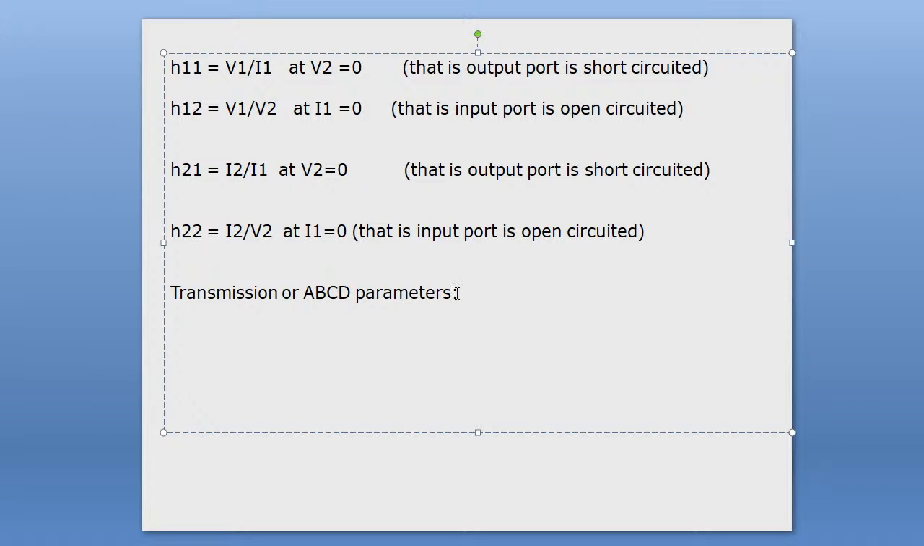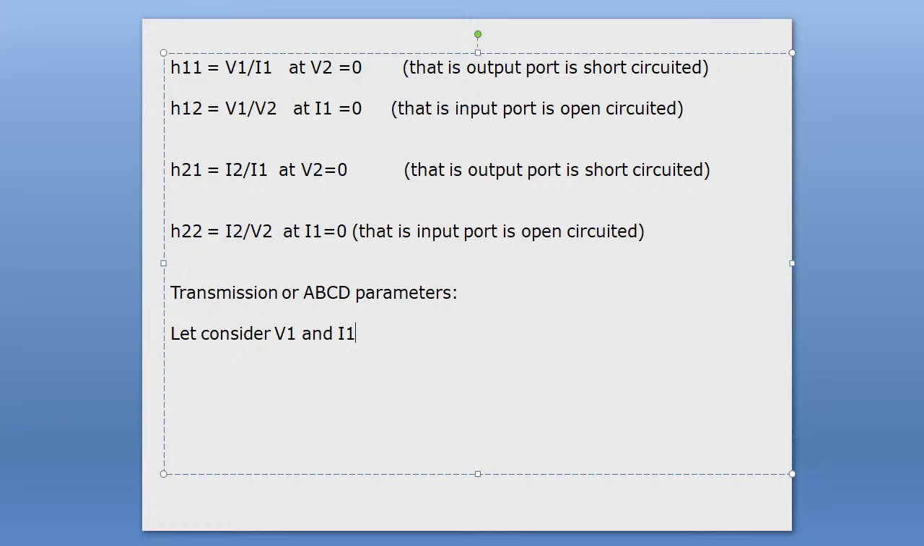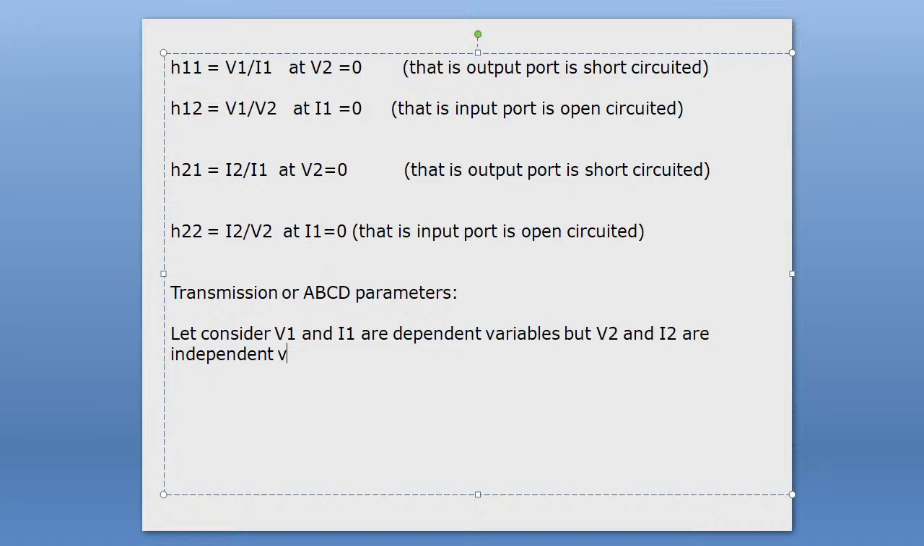So let me write here. In this case, we will consider V1 and I1 as dependent variables, and V2 and I2 as independent variables. Actually, there is a different condition here, input port to output port transmission, that's why input port parameters are dependent variables and output port parameters are independent variables.